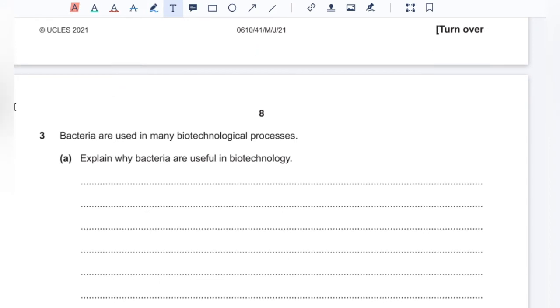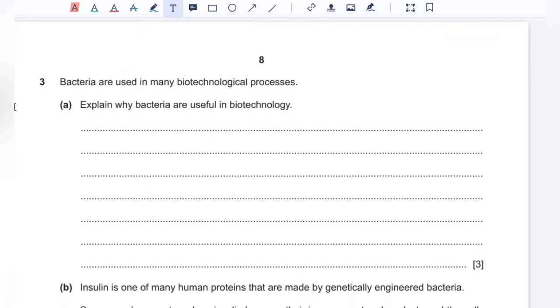3. Bacteria are used in many biotechnological processes. A. Explain why bacteria are useful in biotechnology. So biotechnology is going to use bacteria by, for example, taking the gene for insulin from human cells and then inserting those into the bacterial cells, so that these bacterial cells would be able to replicate when placed in fermenters and be able to produce insulin.